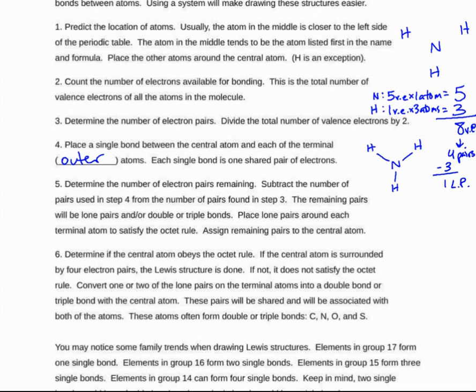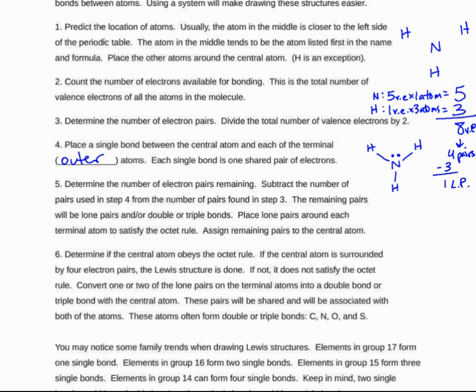It says place the lone pairs around each terminal atom to satisfy the octet rule. But if we look at each of the terminal atoms, they're hydrogen. Hydrogen, to satisfy the octet rule, actually only needs 2 electrons. So this one, which is covalently bonded, thinks it has 2 electrons. This one thinks it has 2, this one thinks it has 2. So all of the hydrogens satisfy that version of the octet rule that applies to hydrogen. So what do we do? Assign remaining pairs to the central atom. So I'm going to place them here on the central atom.